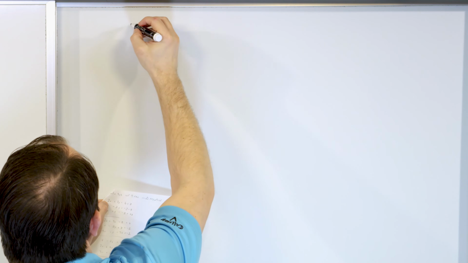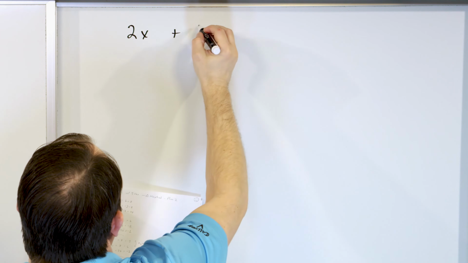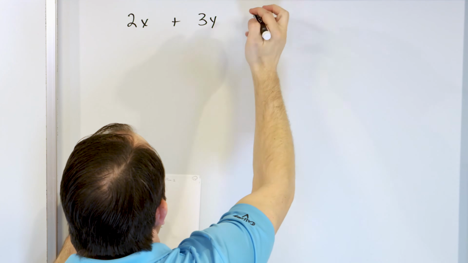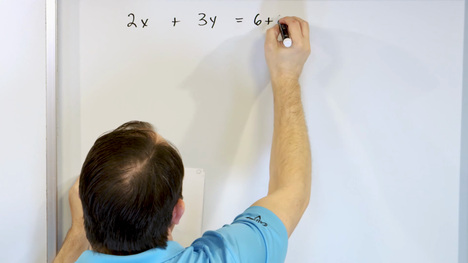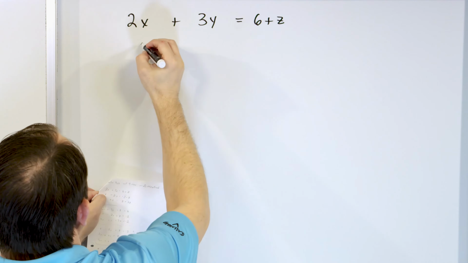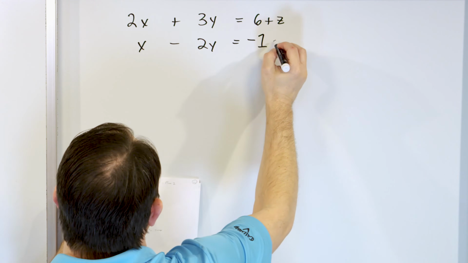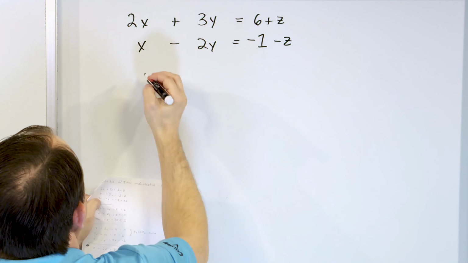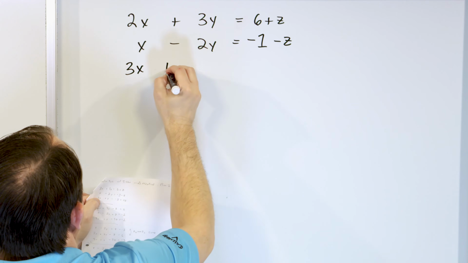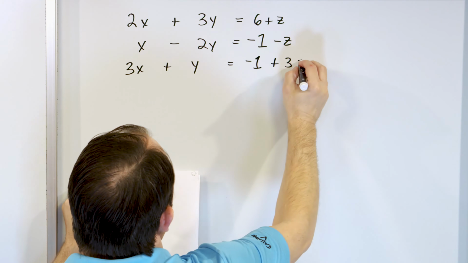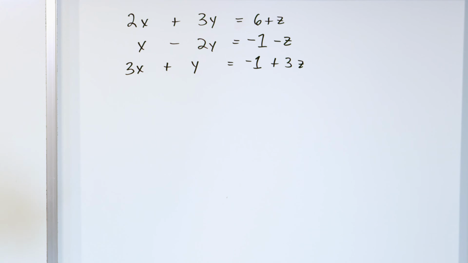Let's take a look at this system of equations. 2x plus 3y, this is now an equal sign, equals 6 plus z. And then I have x minus 2y is equal to -1 minus z. And then the third one is 3x plus y is equal to -1 plus 3z. Let me double check my system. 2x plus 3y is 6 plus z. x minus 2y is -1 minus z. 3x plus y is -1 plus 3z.